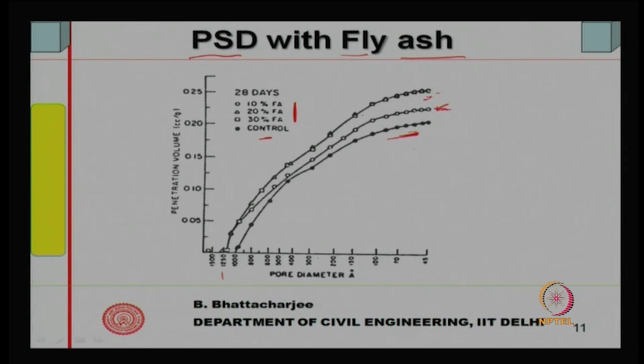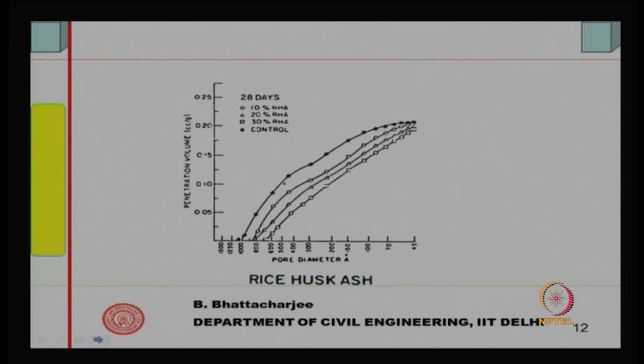With 30% PFA, it is also somewhere close to this. So, 10%, 20% and 30% are somewhere here, and the control is somewhere there. So, it shows the control has lesser porosity, in fact, at the initial 28 days for these particular results, and let us see what happens in the long run.